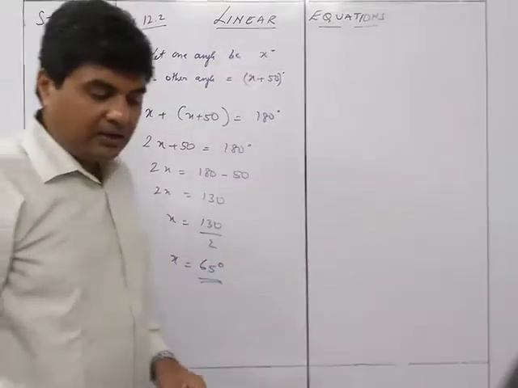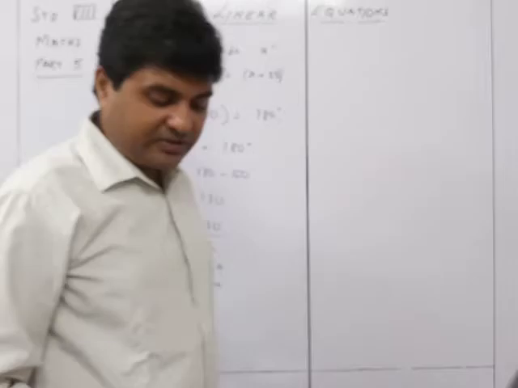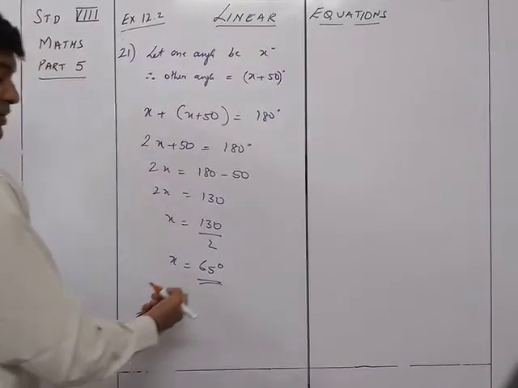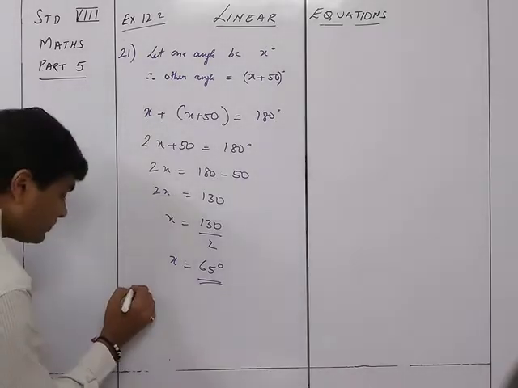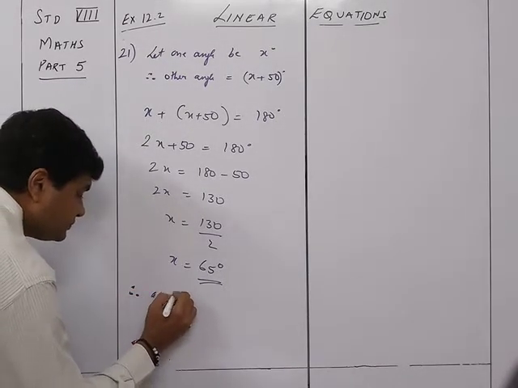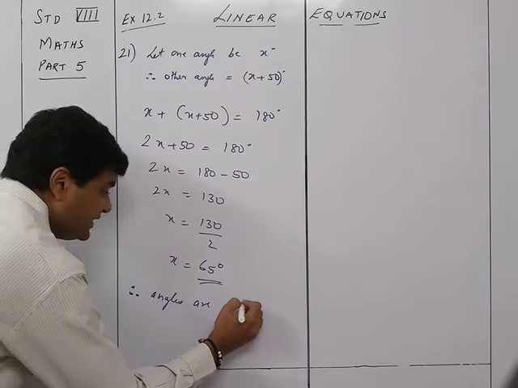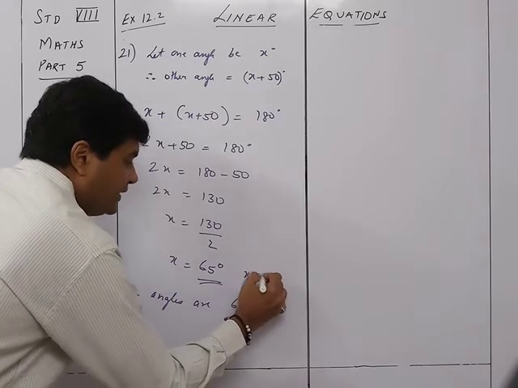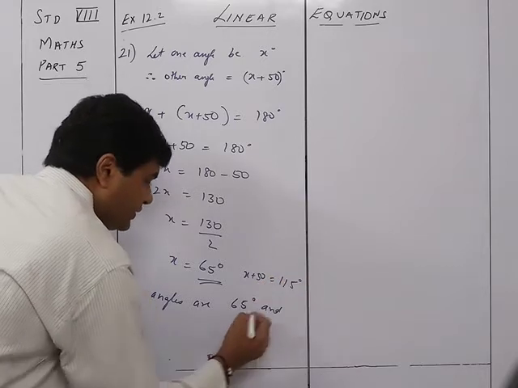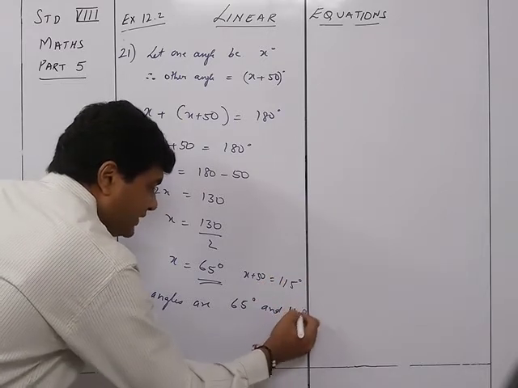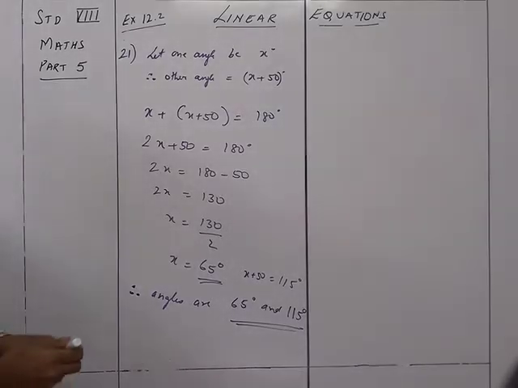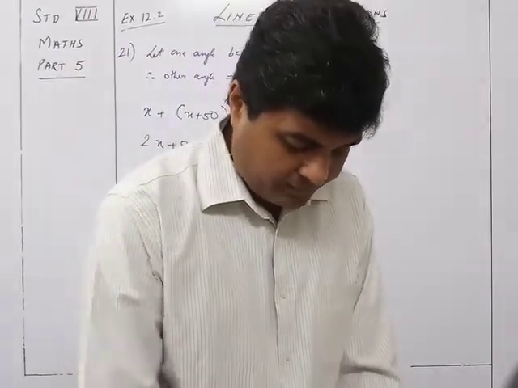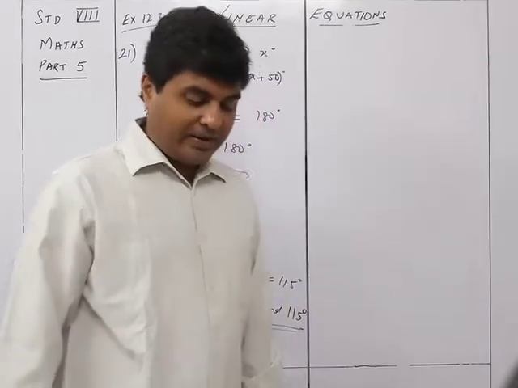So you can know the angle over here. So find the measure of each angle. So the first angle is 65 and the other will be 180 minus 65, or you can add 50 to this. Therefore the angles are 65 degrees, and now you can take x plus 50 is equal to 115 degrees. So that's the answer, 65 degrees and 115 degrees, as for sum number 21. We move on to sum number 22 now.